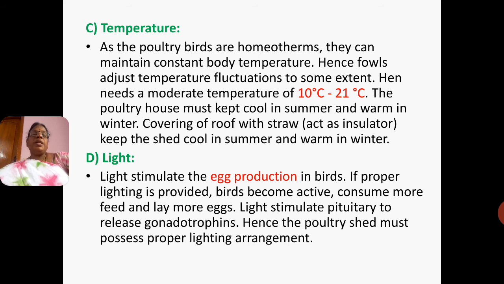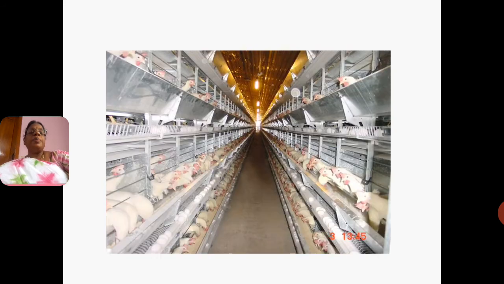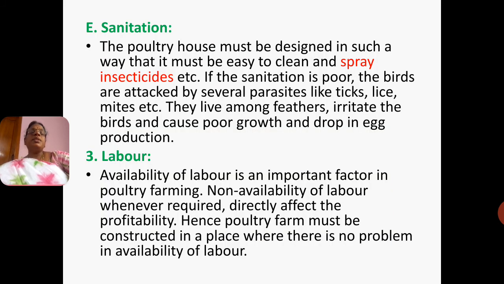Next one is light. Light stimulates egg production in birds. If proper lighting is provided, birds become active, consume more feed and lay more eggs. Light stimulates the pituitary to release gonadotropins. Hence, the poultry shed must possess a proper lighting arrangement. So this is the cage system with the proper lighting arrangement, and the birds are placed in 3 or 4 tiers.